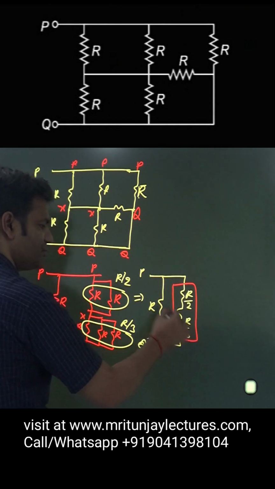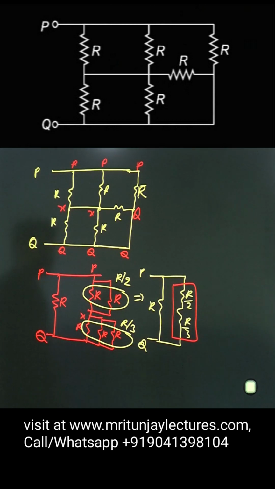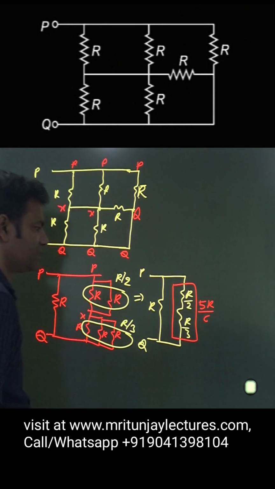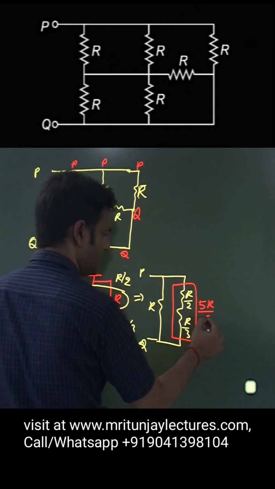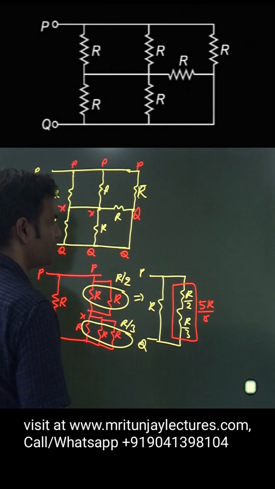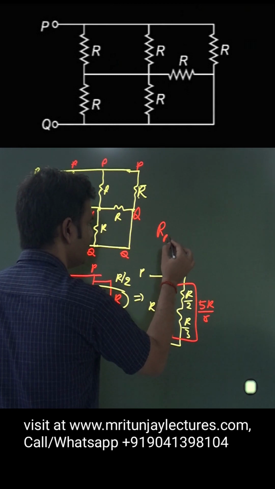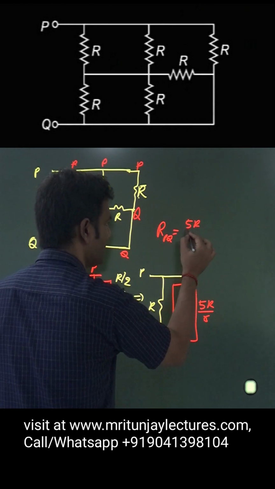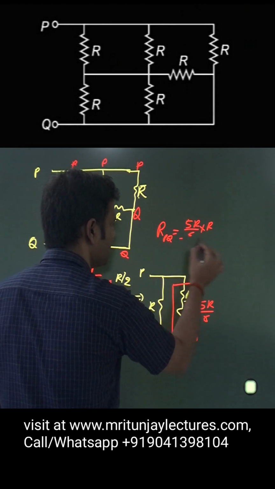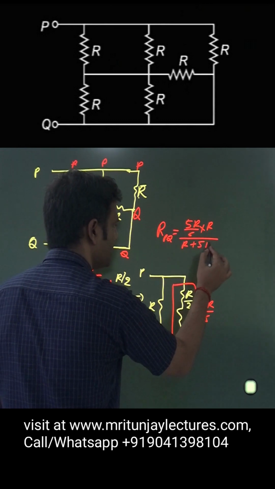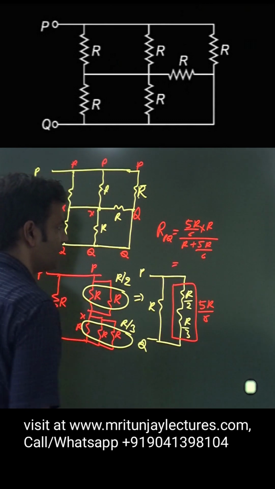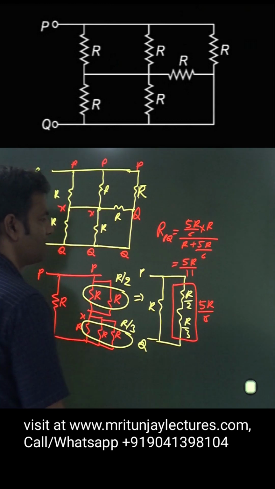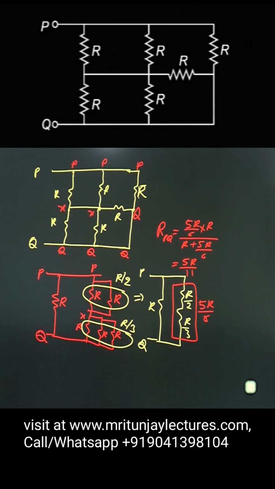The combination of these two, R by 2 and R by 3, is 5R by 6. These two are parallel, so R of PQ is written as R into 5R by 6 divided by R plus 5R by 6. So finally we got 5R by 11 as the final answer. Clear or not? Clear?